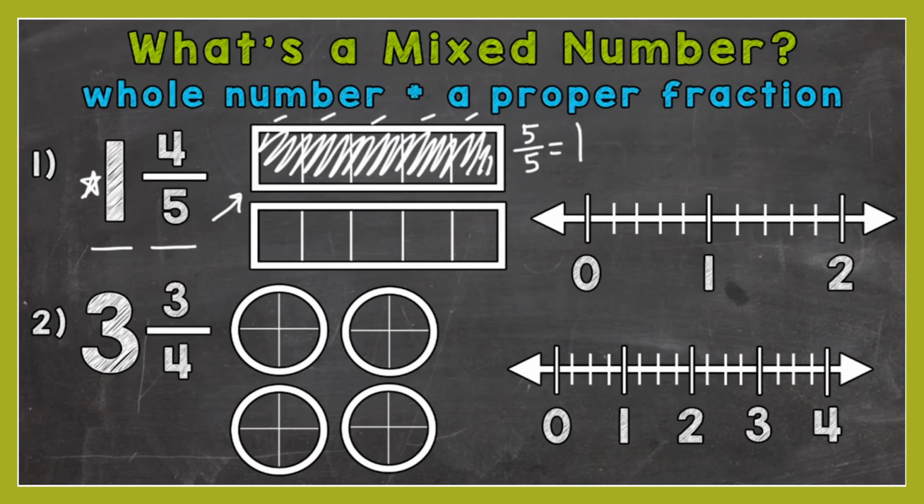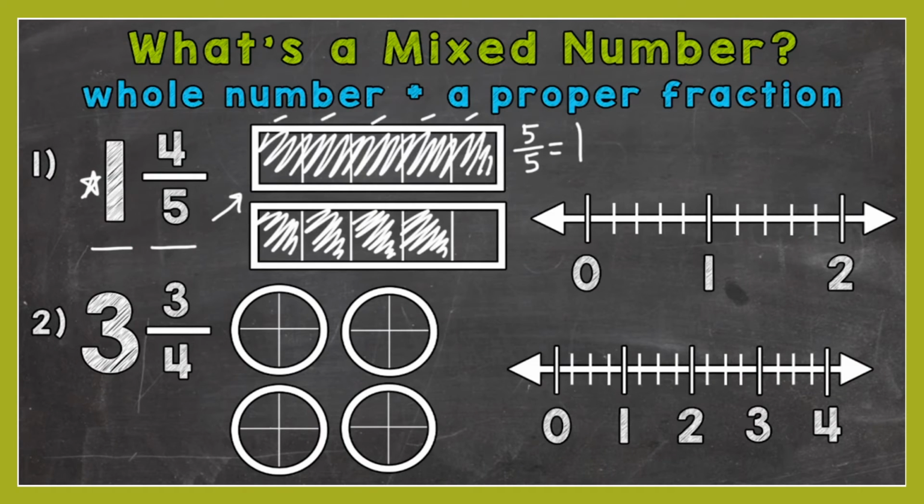Now we need to represent the 4/5. So this would be 1 and 1/5, 1 and 2/5, 1 and 3/5, and then 1 and 4/5. So there is our model. And again, this is a value that is in between one whole and two wholes. You'll notice that we almost have two wholes there, but not quite. So let's place this mixed number on a number line next.